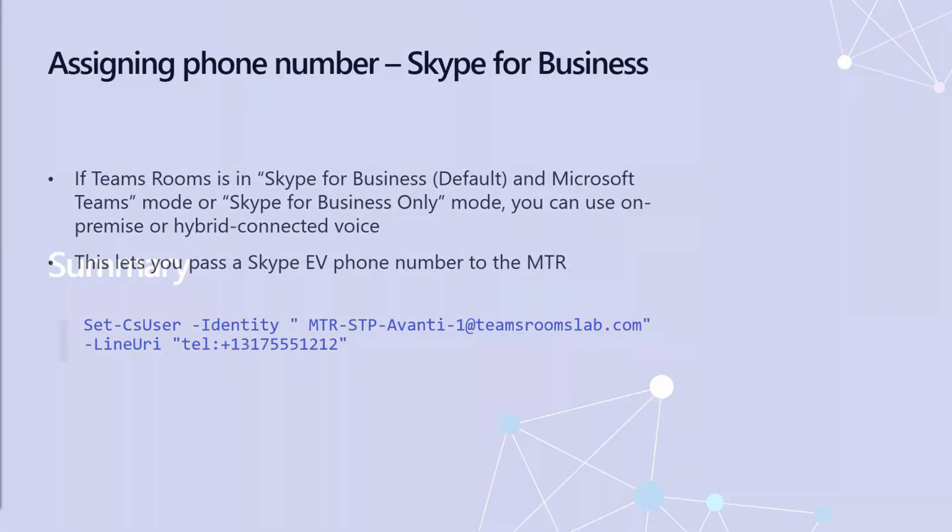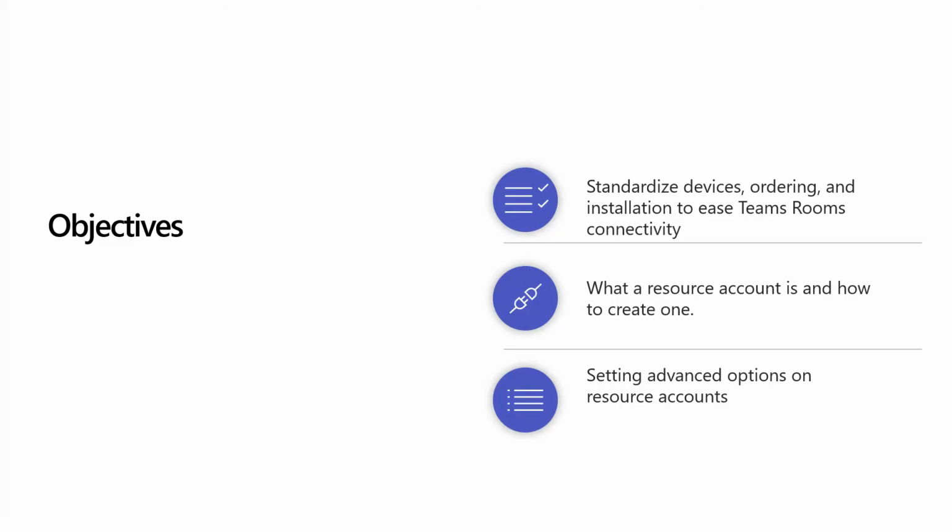In summary, we saw how to standardize our device ordering and how the various Teams Rooms components connect. We found out what a resource account is and how to create one, and then finally how to set some advanced options on resource accounts.